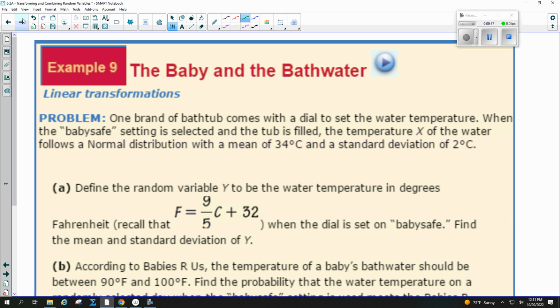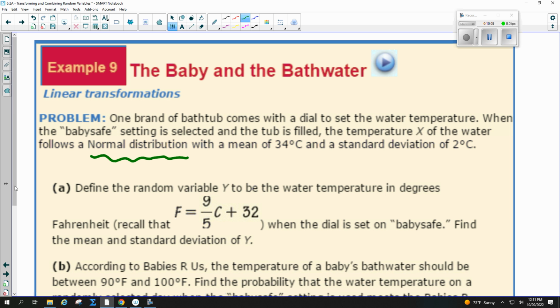So let's try a combination of all of these. One brand of bathtub comes with a dial to set the water temperature. When the baby safe setting is selected and the tub is filled, the temperature X of the water follows a normal distribution. This is why we have to do this one, you guys. We have not talked about this in a while. With a mean of 34 degrees Celsius and a standard deviation of 2.